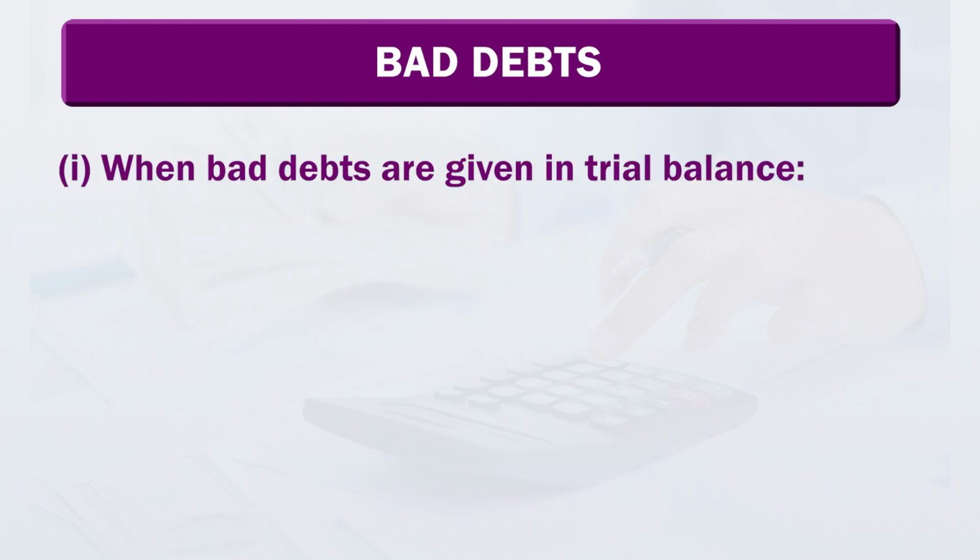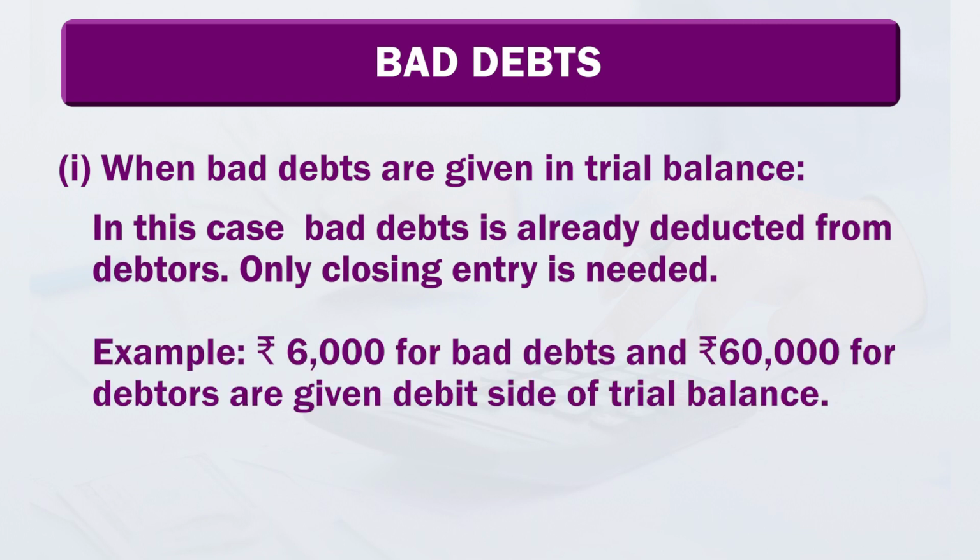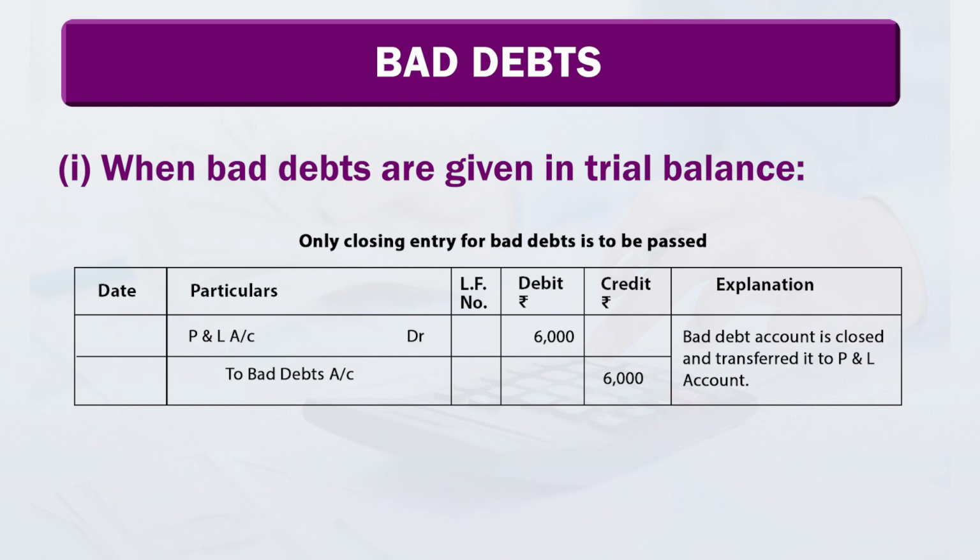Number 1 is when bad debts are given in the trial balance. In this case, bad debts is already deducted from debtors. Only a closing entry is needed. For example, rupees 6,000 for bad debts and rupees 60,000 for debtors are given on the debit side of the trial balance. Only a closing entry is to be passed for bad debts, and that is, we have to transfer it to profit and loss account 6,000 rupees, and the bad debt account will be closed. So, it will be credited by 6,000 rupees. It means the bad debts account is closed and transferred to profit and loss account.